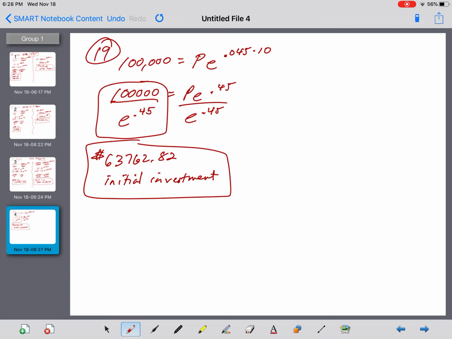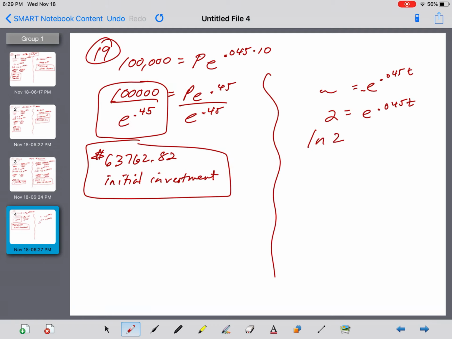All right, now that we have the initial investment, the second question here is how long for that to double? Well, we could double this 63,000 number, but that's just messy. All the other doubling ones we set up, and they had the 0.045t. But when we do the first division, we always get 2 over here, because that's what we want it to double. So 2 is equal to e to the 0.045t.